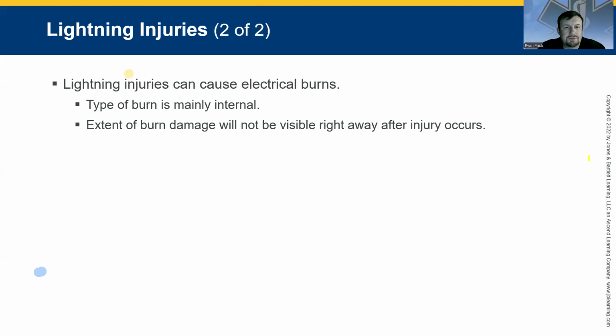So these lightning injuries can and will cause electrical burns. The type of burn is mainly internal. The extent of the burn damage will not be visible right away after the injury occurs. With that being said, just like a gunshot, you can actually have an entry and exit with a lightning strike or with power line contact.